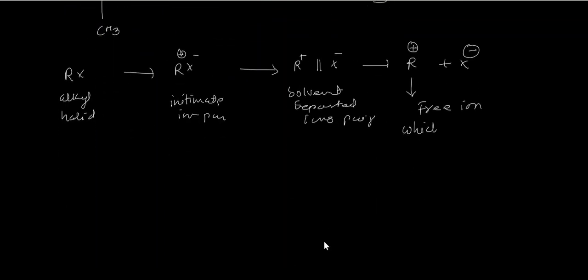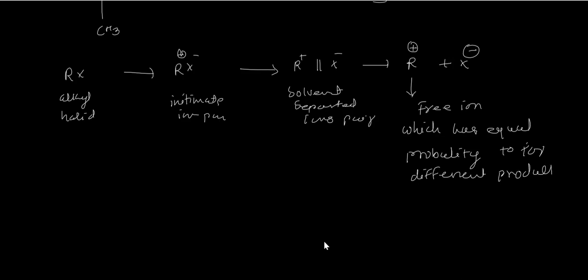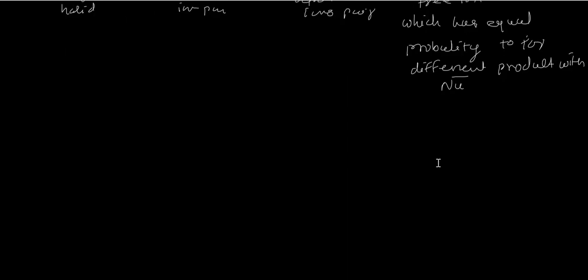Which has equal probability to form different products with the nucleophile. Okay, so because it is a free ion, the nucleophile can attack either side, front side or back side.